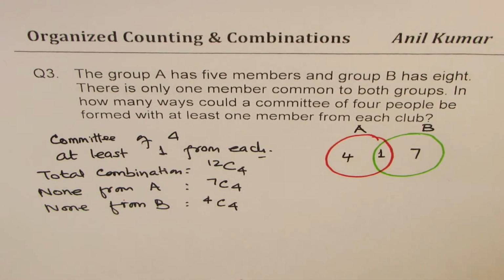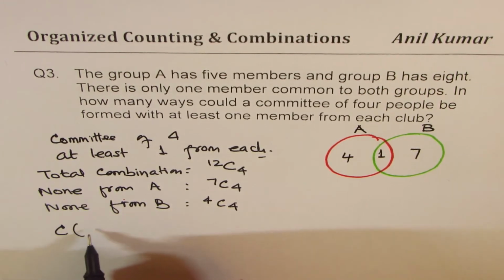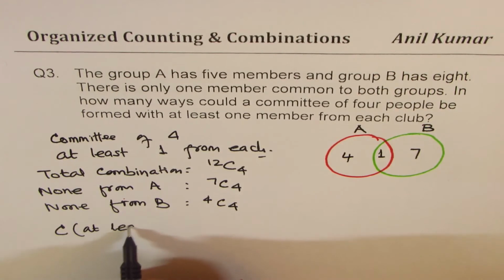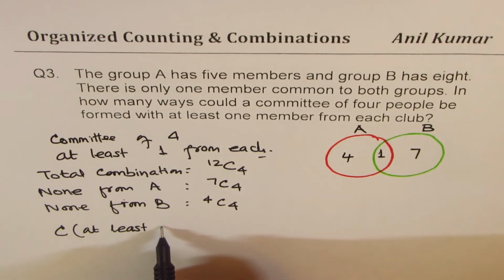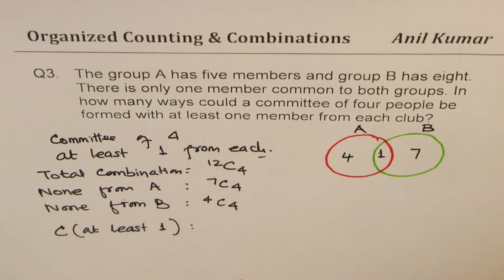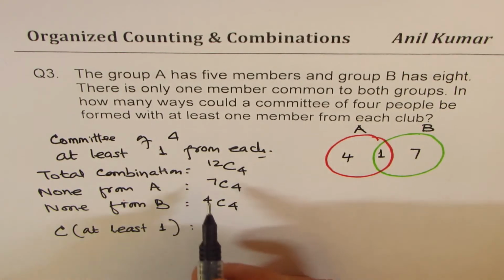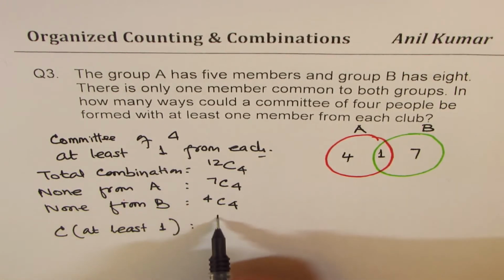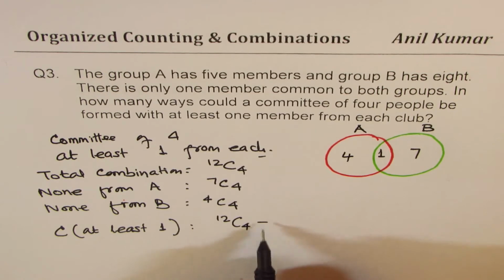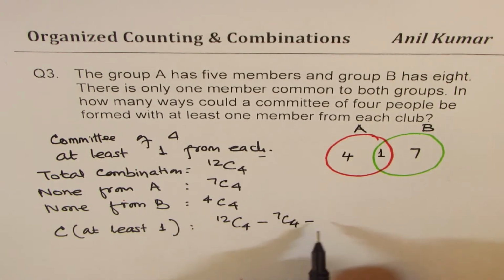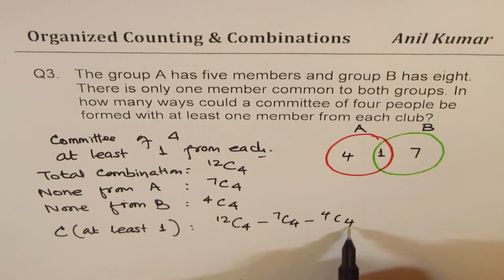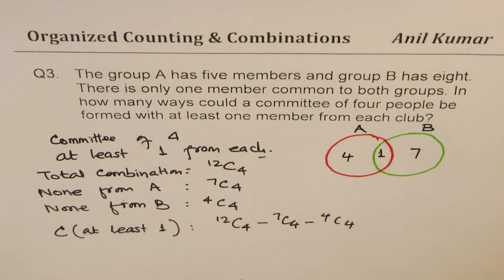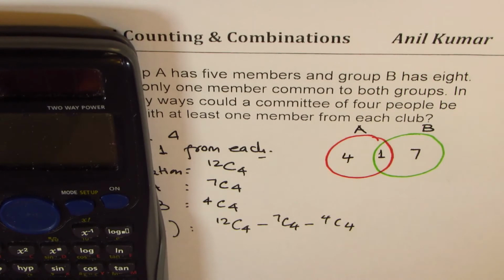For at least one from each group, the combinations are total minus these two, right? So it is 12C4 minus 7C4 minus 4C4. Okay? So that becomes the answer. We can again use the calculator and find the answer.